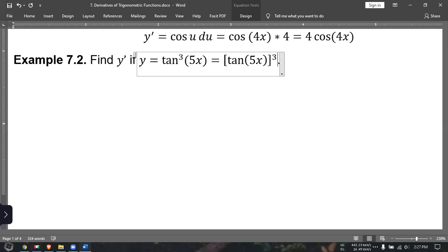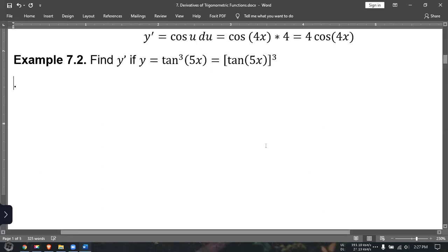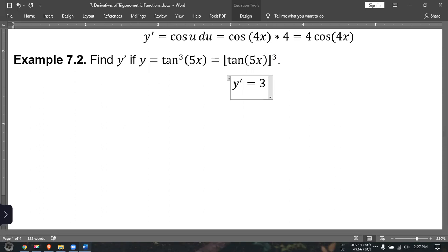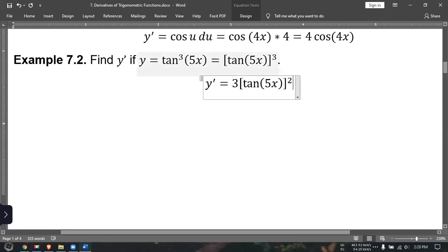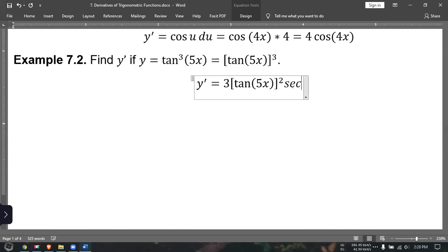Chain rule. Let's do that. By chain rule, we have the derivative of y with respect to x equivalent to, we have to multiply the term by the exponent 3. We have 3 there. And then let's copy the given. And we'll be subtracting 1 from the exponent. So 3 becomes 2. Then we'll multiply this by the derivative of our base here, tangent 5x. Derivative of tangent is secant square 5x.